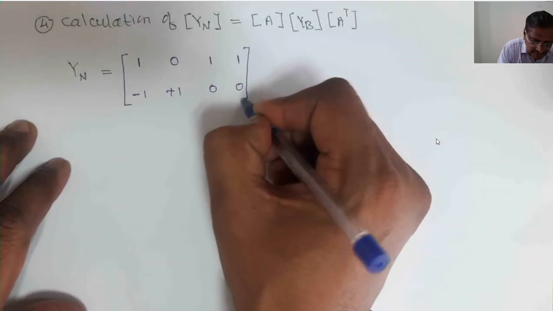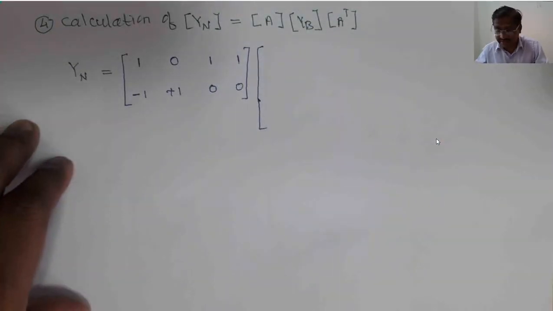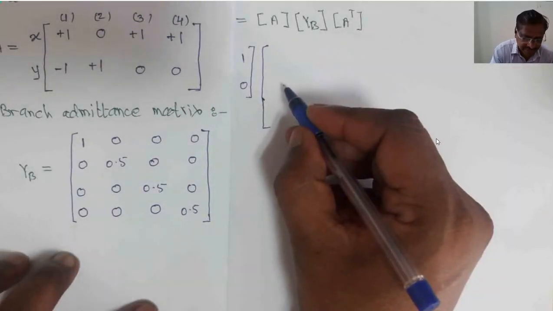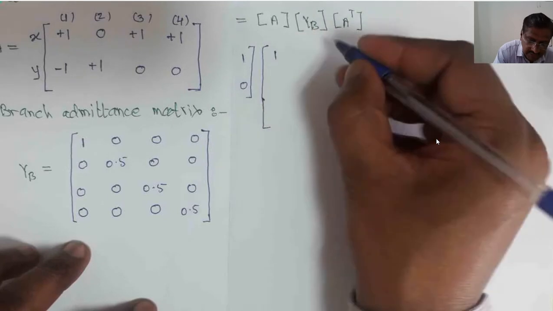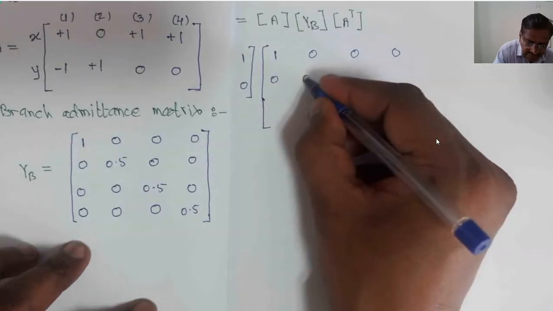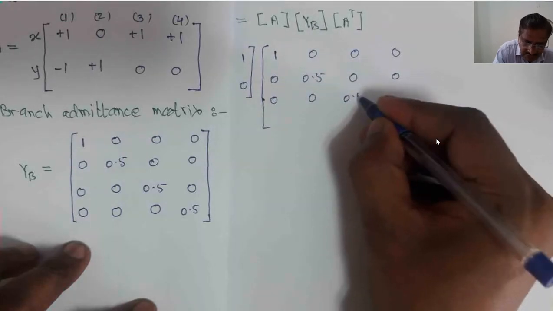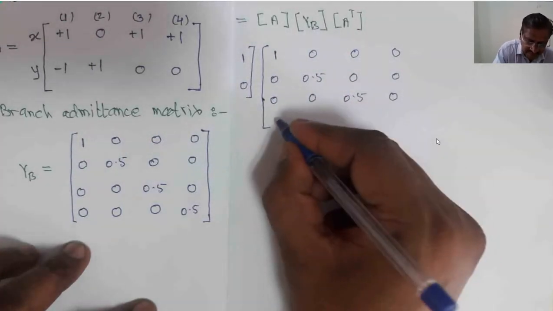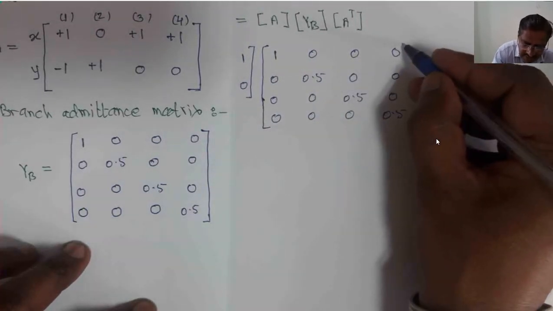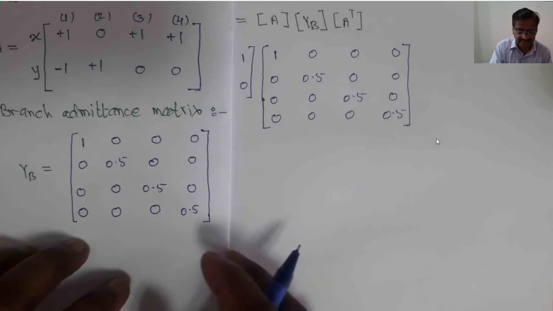This is A, into YB. YB is the branch admittance matrix. How is the branch admittance matrix? That I will show. In this case, this is YB. I am copying here YB. How is the YB? 1, 0, 0 and this is 0. This is 0, it is 0.5. This is 0, this is 0. Here it is 0, this is 0, this is 0.5 and it is 0 again. This value is 0, this value is 0, this is 0 and it is 0.5. These are the entries of the YB, that is the branch admittance matrix.